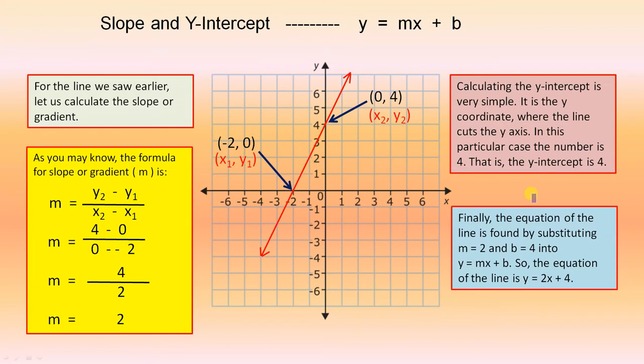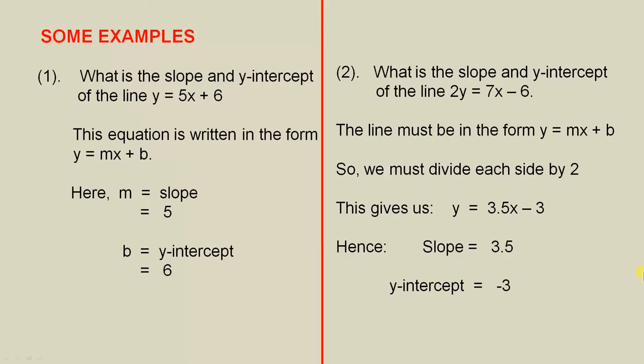Finally, the equation of the line is found by substituting m equals 2 and b equals 4 into y equals mx plus b. So the equation of the line is y equals 2x plus 4. The gradient and the y-intercept. We'll look at two simple examples of how we can use this formula.